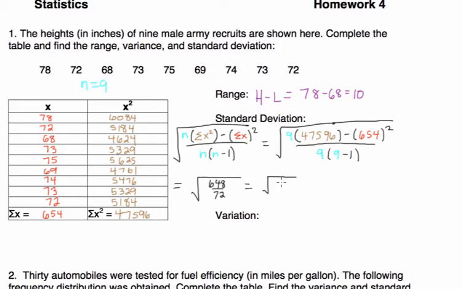648 divided by 72 is 9. Then the square root of 9 is 3. So 3 is my S, my standard deviation. Now how do I find my variance from that? Well, the variance is just the standard deviation squared. So I can square that number, or if I just go one step backwards, I will also find it.